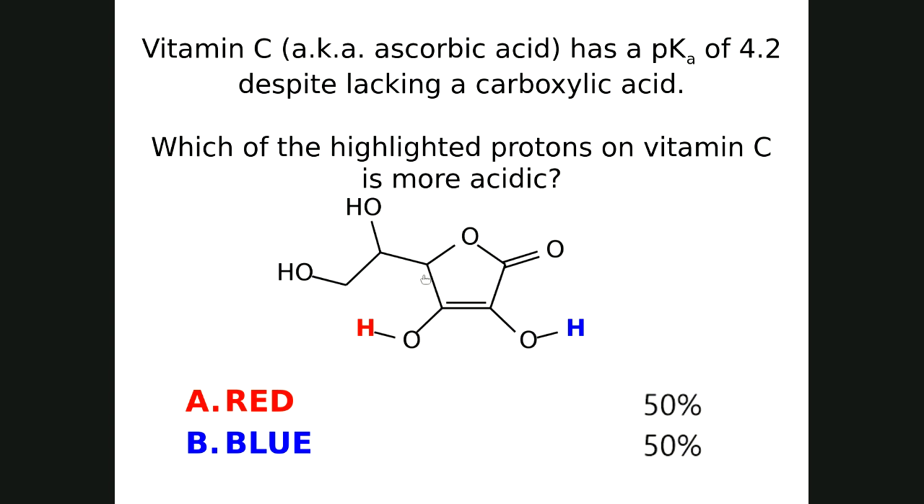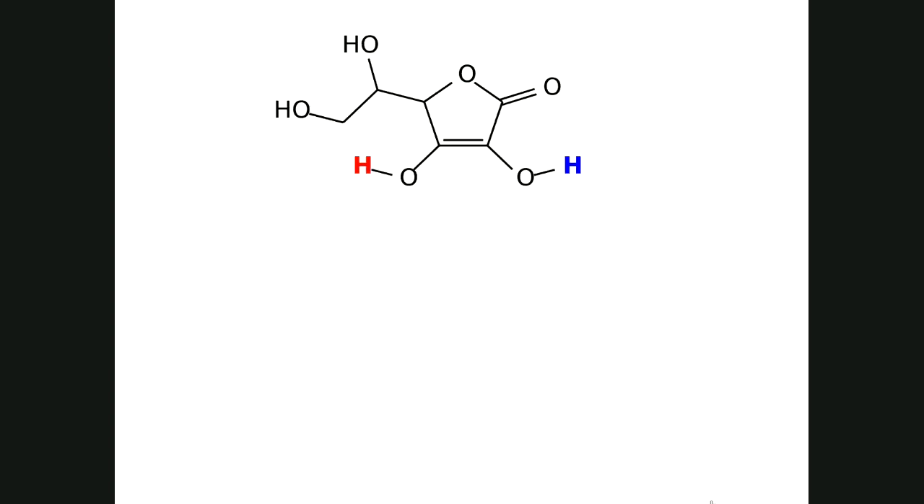So the question is, which of these two protons, the one that's highlighted in red or the one that's highlighted in blue, is going to be the most acidic of the two protons, the one that actually gives the compound the acidic nature and the name ascorbic acid. So in the next slide, we're going to analyze the outcome so that you can then observe why one is more acidic than the other. So if you look at the next slide, we have the structure.